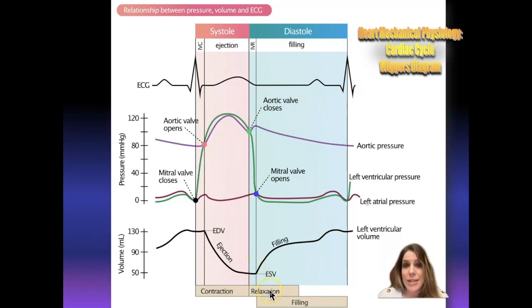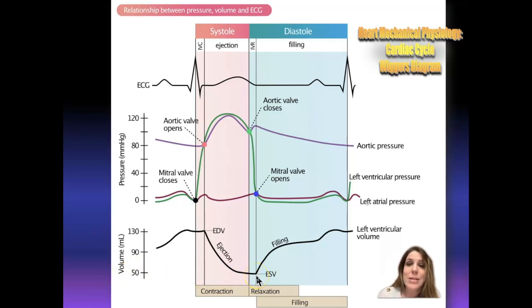We're in the relaxation phase of the ventricles, and the ventricles have just emptied by ejecting the blood into the great vessels, aorta or pulmonary trunk, depending which side you're talking about. So we start with our end systolic volume, right? The amount of blood that was left in the ventricle after it ejected the blood. Remember that on average is about 50 milliliters. So there we are in terms of the volume at this stage on the Wiggers diagram.